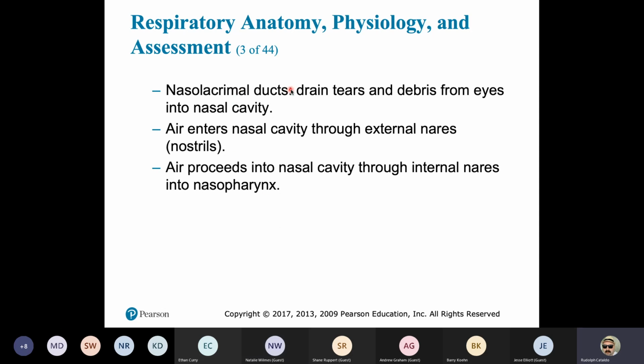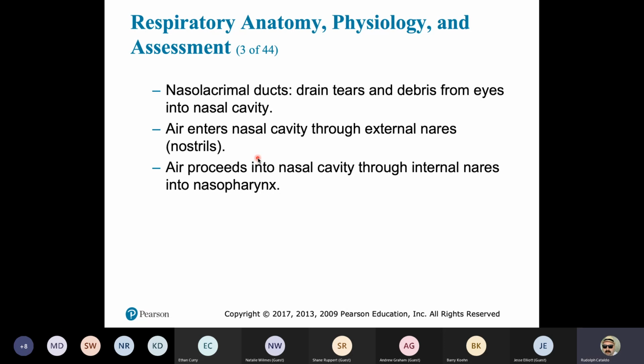Nasolacrimal ducts drain tears and debris from the eyes into the nasal cavity. If you've ever heard the term lacrimation, that's essentially crying. So we have lacrimal ducts in our nose as well to allow for drainage. That's why, if you see a child or somebody crying really heavily, it seems like their nose is running at the same time. A lot of that is because they're draining into the nasal cavity.